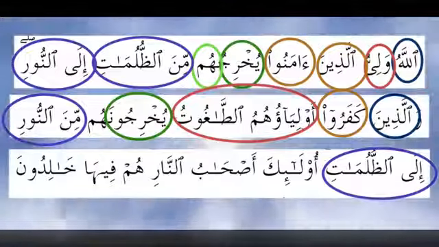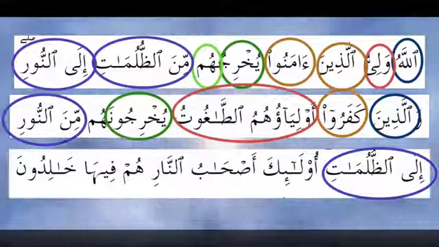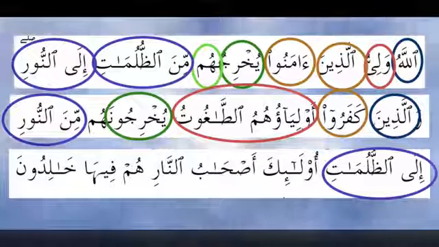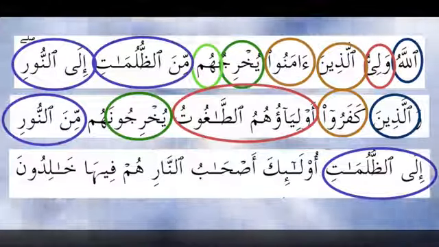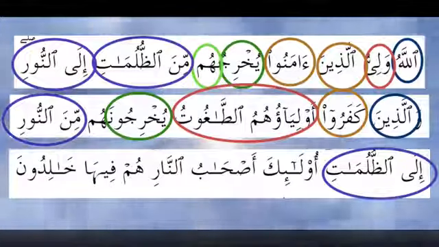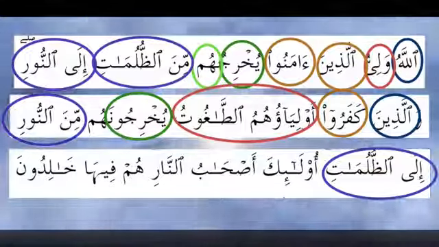Ulaika ashabun nari hum fiha khalidun. And this ulaika refers to all those allazina kafaru and at-taghut. So those are the ashabun nari, hum fiha khalidun. They remain in it forever. So that is your full ayah. So alhamdulillah, we should be able to understand and analyze each and every word, inshallah.